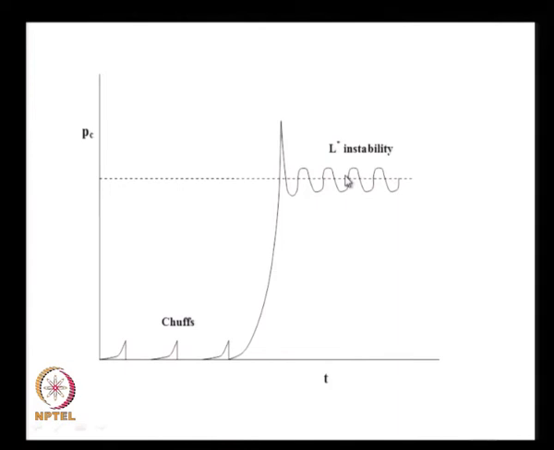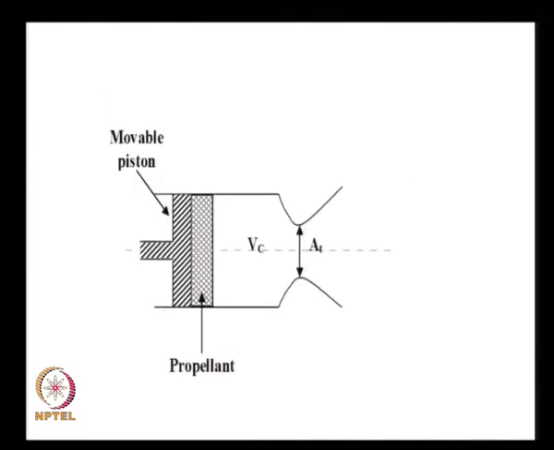This will help us to differentiate between L star instability and chuffs, which are essentially due to an ignition phenomenon, not a good ignition, whereas L star instability comes because of the competition between the chemical reaction time and residence time. When the time is large and you have these reflexes from the propellant absorbing energy and getting delayed, that is where you get the L star instability.